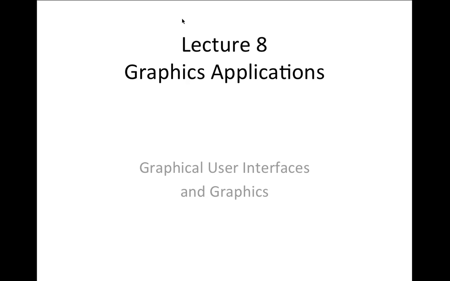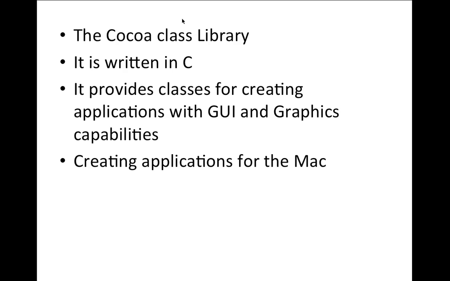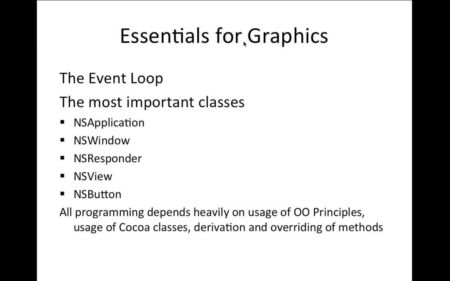But let me start out first by discussing the graphical user interface and graphics as associated with this type of development work. So the Cocoa class library, it is written in C, as we've seen so far. Actually, Objective-C is a dialect of C, as we've seen so far, and we can program in C as well. It provides classes for creating applications with GUI and graphics capabilities, written in native C, and capable of creating applications on the Mac as well as the iPhone. The packages are the same. So one of the advantages that you have in terms of learning how to do the iPhone stuff is you're also learning Mac development at the same time, which is kind of a cool thing.